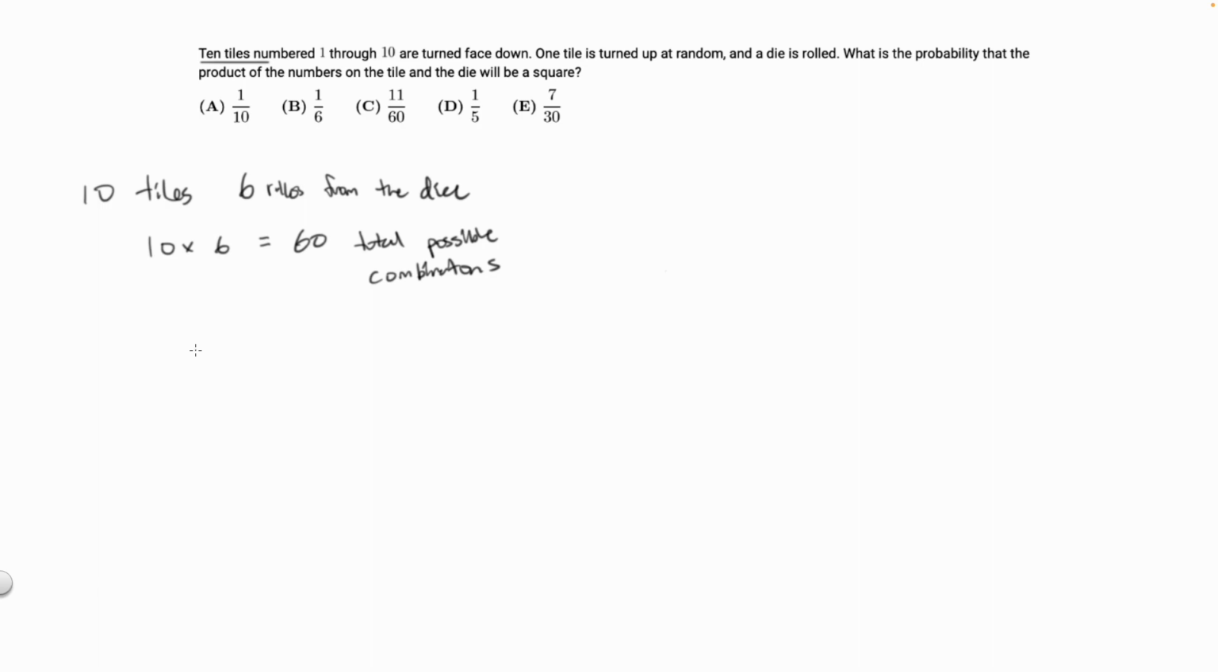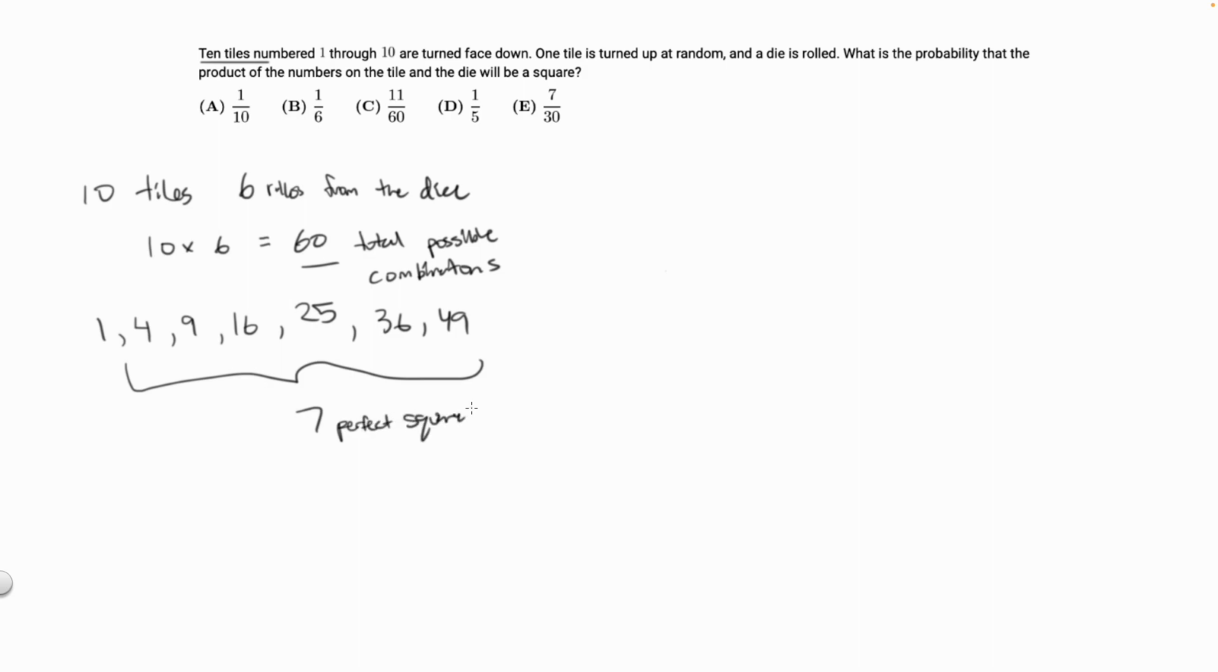So the largest product you can get with the given numbers, which is 10 times 6, is 60. And the perfect squares up to 60 are going to be, if we list them, 1, 4, 9, 16, 25, 36, and 49. So from this list, we have 7 possible perfect squares. And now we want to determine which combinations of the tiles and dice will result in these perfect squares.